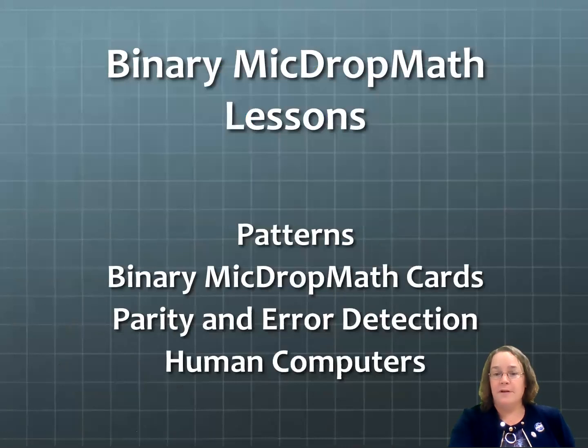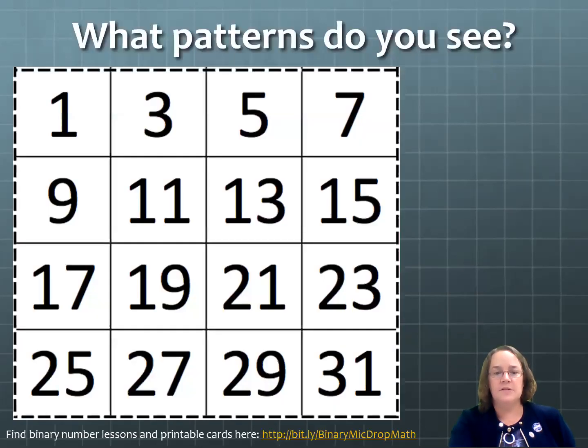Today we're going to talk about 4 lessons. I know in 30 minutes, 4 lessons is pretty quick, but we'll go faster than you normally would with students, obviously. And then there are lesson plans for each of these different lessons so that you can go back and slow down and read through them again. But we're going to talk about patterns and then binary mic drop math cards, parity and error detection using cards cut out of cereal boxes or something like that, and how to turn your students into human computers that can send secret messages. So let's get started.